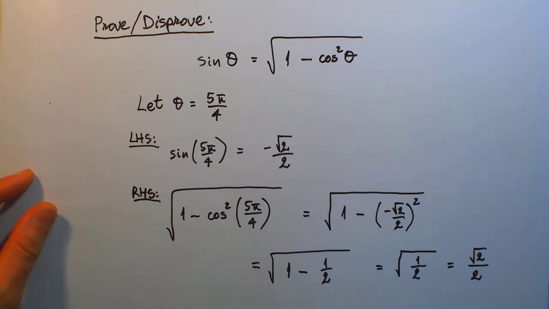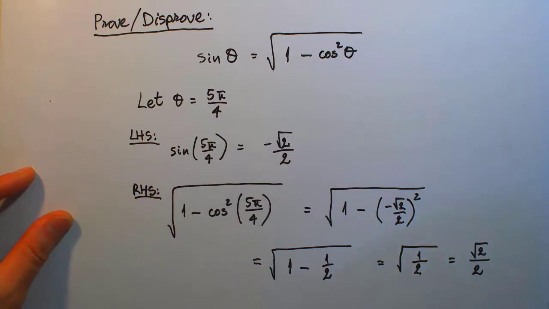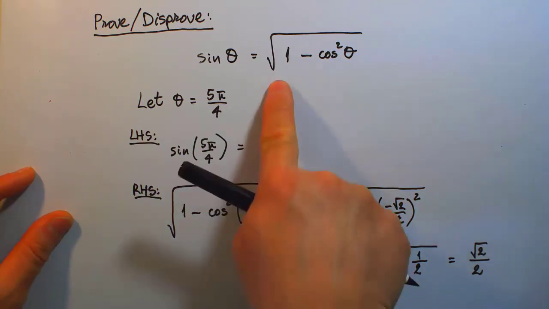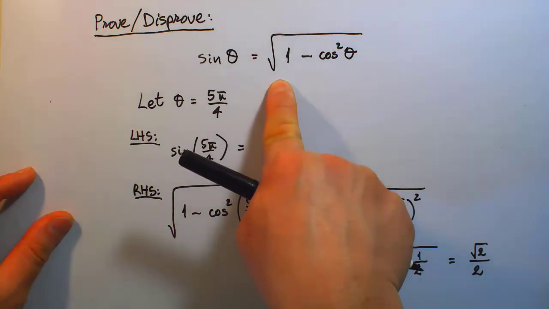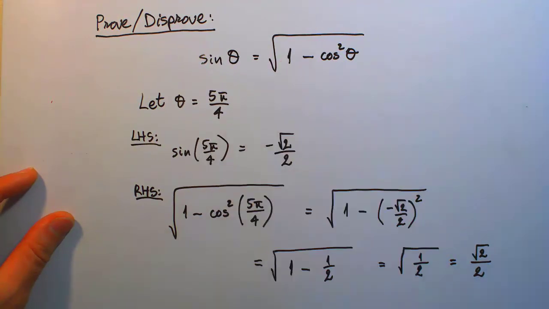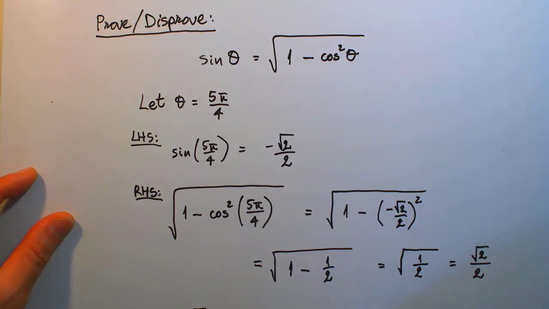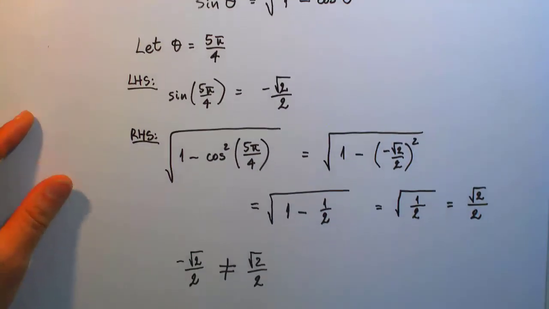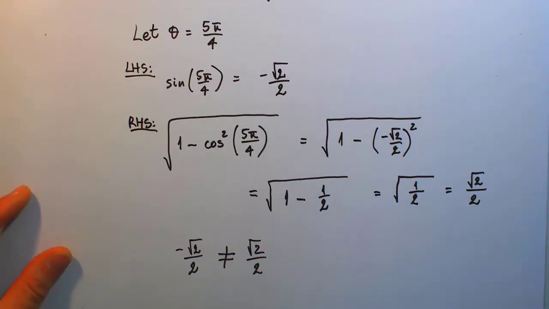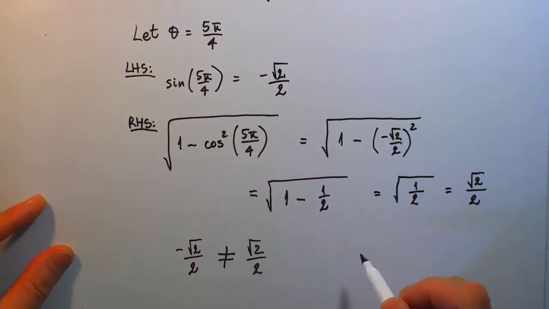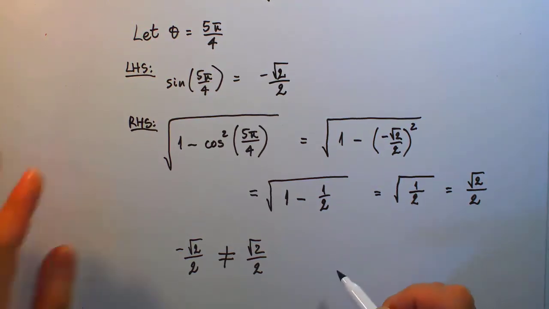And so what it turns out now is that we found a counterexample for this equality thought to be an identity, but it's now turned out it's not. The left-hand side is negative square root 2 over 2. The right-hand side is the square root 2 over 2. And so these two values from the left-hand side and the right-hand side are obviously not equal. And so what we just did here is a disproof.